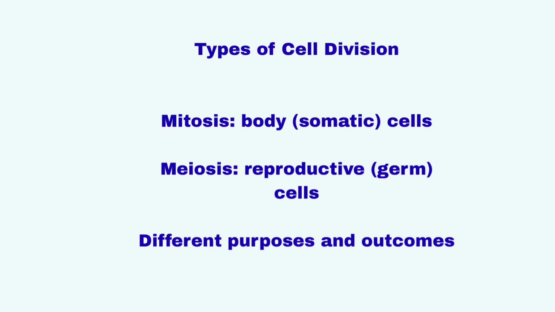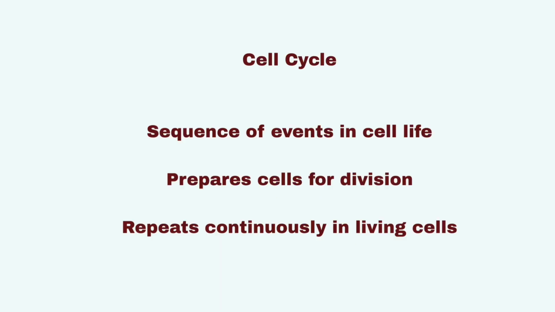Types of cell division. Mitosis: body cells, somatic cells. Meiosis: reproductive or germ cells, which have different purposes and different outcomes. What is a cell cycle? It is a sequence of events in a cell's life that prepares the cell for division, and it repeats continuously in living cells.